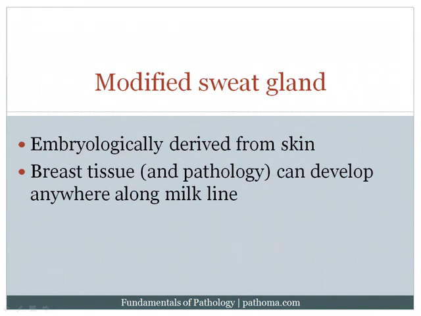Patients can actually have extra breast tissue, and that breast tissue can be anywhere along that line. And so can pathology. So, for example, they can have breast cancer anywhere along that line as well. It's relatively rare for these types of disorders to occur, but of course what's rare shows up on exams, so it's important to be aware of it.